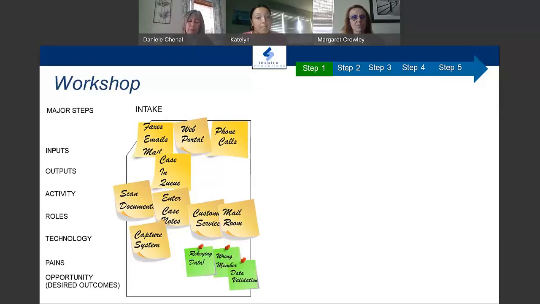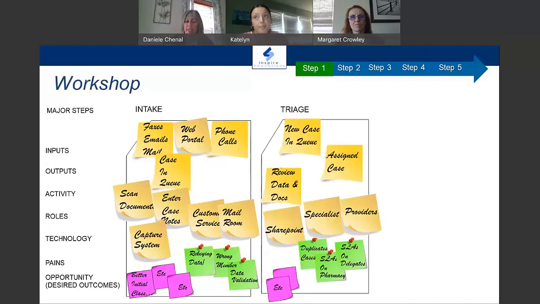And then we would talk about the pains that we have in this part of the process, and what some of the opportunities might be to improve these pains. So maybe we're rekeying too much data. We're doing things manually. We end up with the wrong member associated with claims that are scanned or documents that are scanned, and so on. And we would brainstorm and call all that out. The next major piece we would follow suit. We would do the same exact thing for triage and the same thing for investigation and so on, and we would continue on in this manner.